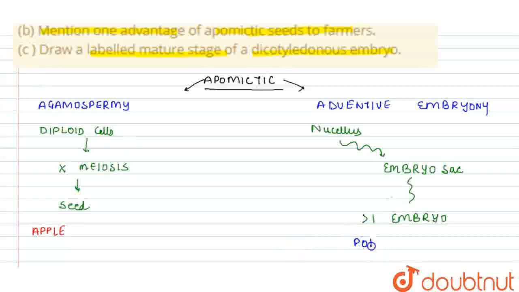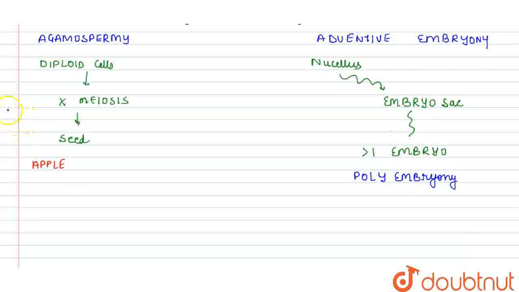At the end we will get more than one embryo, and hence this condition is called polyembryony. Poly means many, so many embryos will be there. This method is used for the production of the citrus fruits. All citrus fruits are produced with the help of this method.